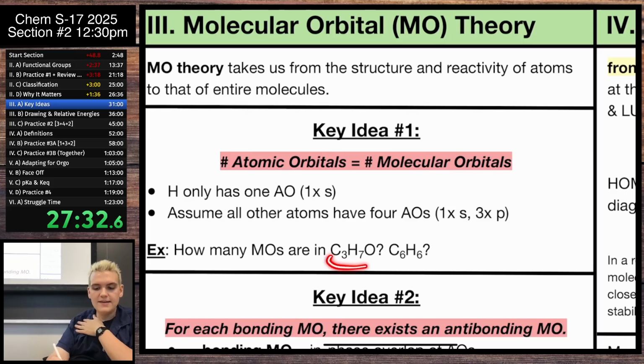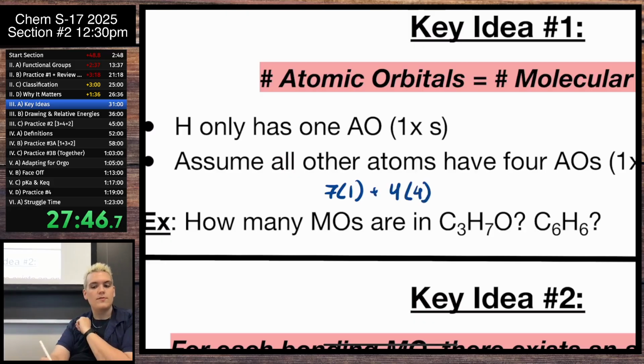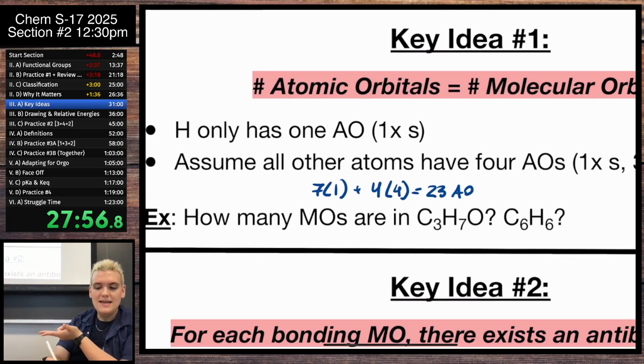So in C3H7O, we have 7 hydrogens, so those 7 are contributing 1 orbital each. And then we have 3 carbons and 1 oxygen, so we have 4 other atoms, and each of those 4 atoms is contributing 4 orbitals. So we're going to do 7 plus 16, which is 23 atomic orbitals. So how many molecular orbitals should it have? 23, because the number of atomic orbitals equals the number of molecular orbitals.